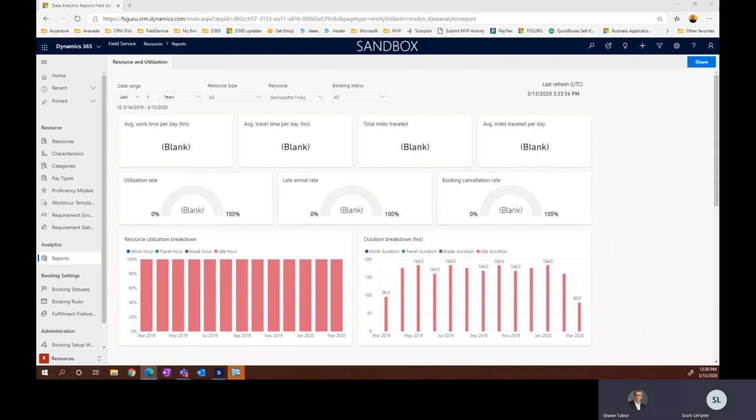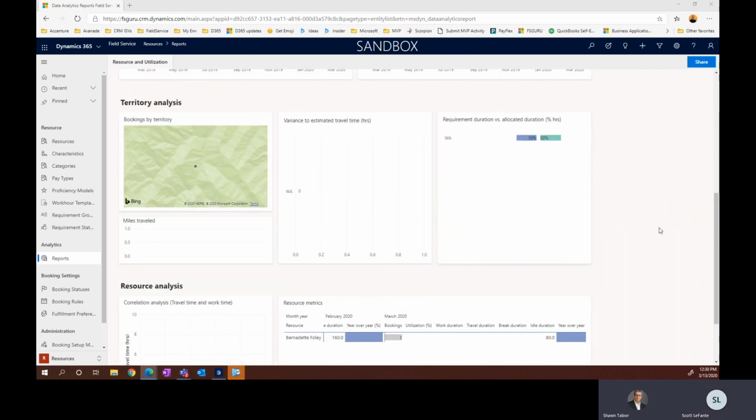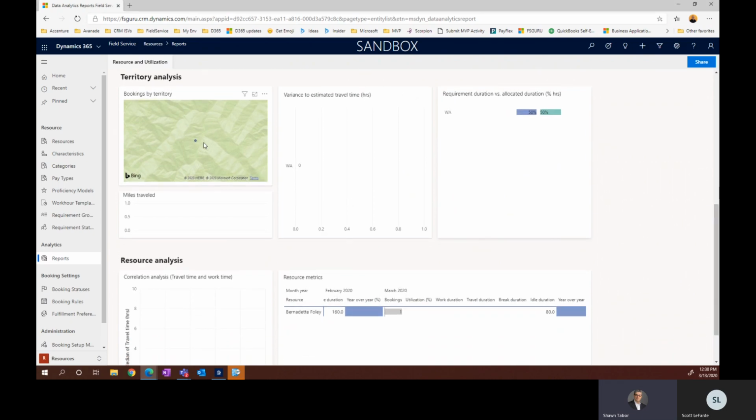So let's scroll down a little bit. We have a couple more panels to take a look at in this report. So let's go ahead and scroll down here. So you can see we could look at analysis based on the territory as well as our resources. Again, this is a sample environment, so not a lot of data in here, but you could see how these could be lit up with some really great data.